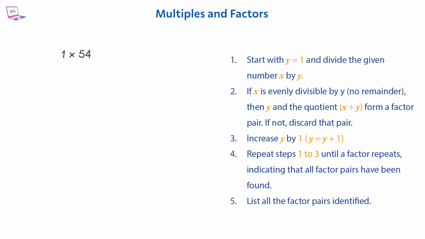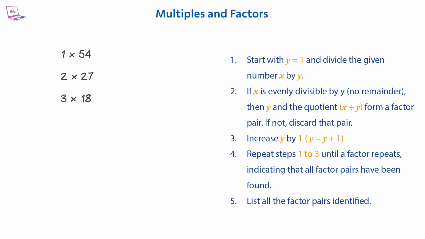Increase y to 2. Is 54 divisible by 2? Yes. 2 times 27 equals 54. The factor pair is 2, 27. Increase y to 3. Is 54 divisible by 3? Yes. 3 times 18 equals 54. The factor pair is 3, 18.